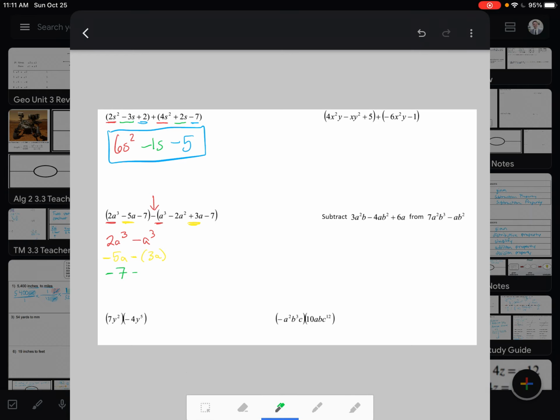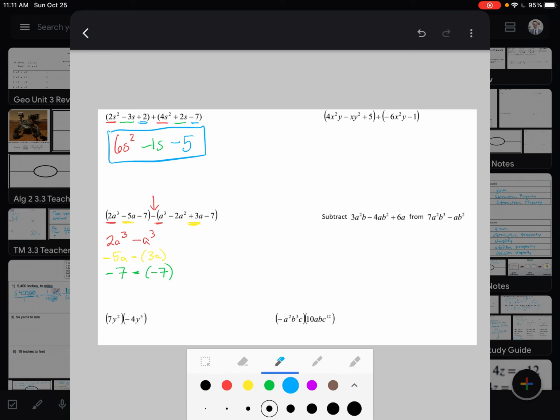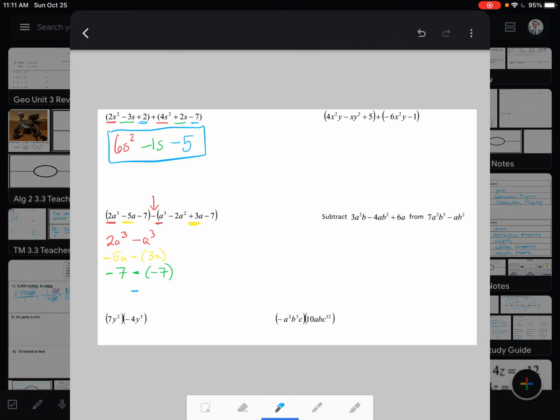Next one, negative 7 as our constant. We are subtracting the negative 7. So it's not just minus 7. Again, we're subtracting the minus 7. And then finally, the last term that we have left over from that second one is we are subtracting from nothing that minus 2a squared. But again, because we are subtracting it, we do need to make sure we have the negative as well outside of the parentheses. So one at a time, let's go through and let's put these together.